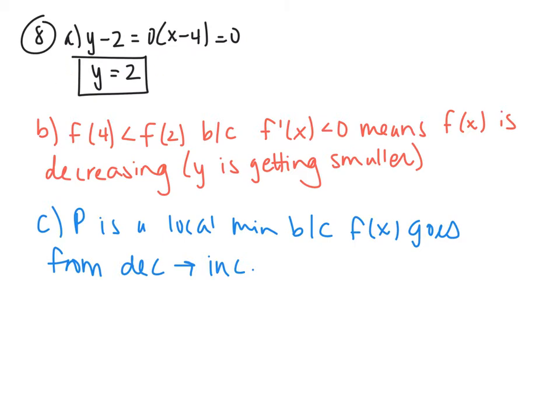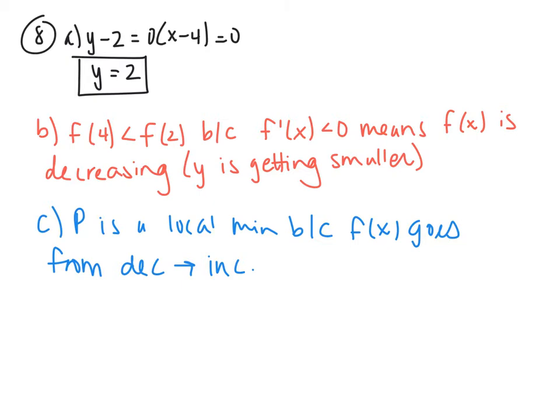Part B wants us to state whether f of 4 is greater than, equal to, or less than f of 2. So we know that f of 4 is less than f of 2 because your slope, f prime of x, is negative, which means your function is decreasing. So between 1 and 4, your function is going down. That means that the y coordinate at x equals 4 is going to be lower than the y coordinate at x equals 2.